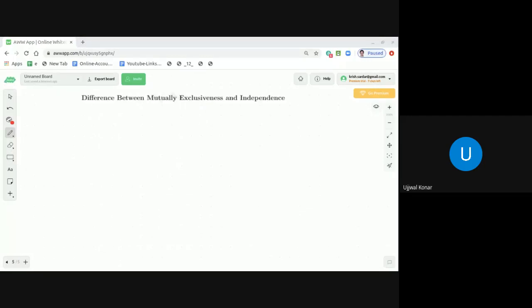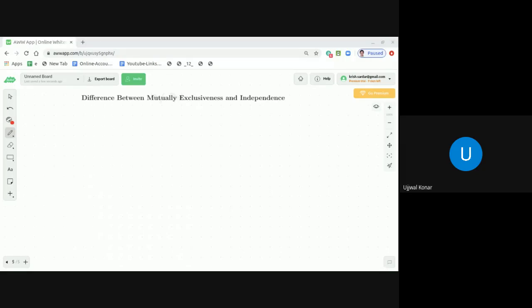Dear students, mutually exclusiveness is a property of sets, whereas independence is a property of probability. That is the first difference. In fact, mutually exclusive events are not independent events, and vice versa. Okay, let us understand why I am saying so.